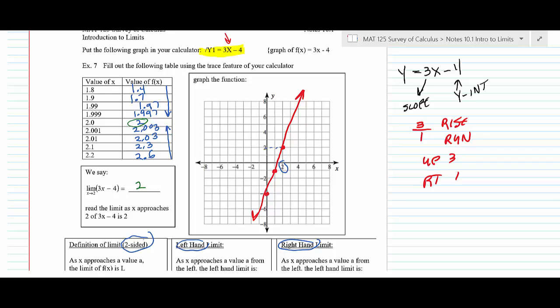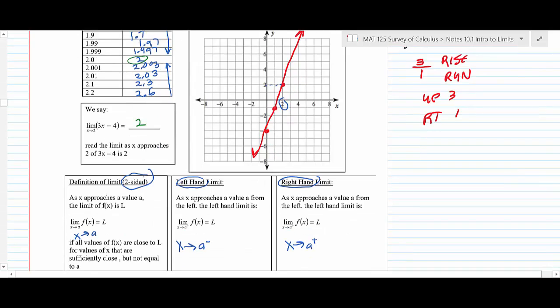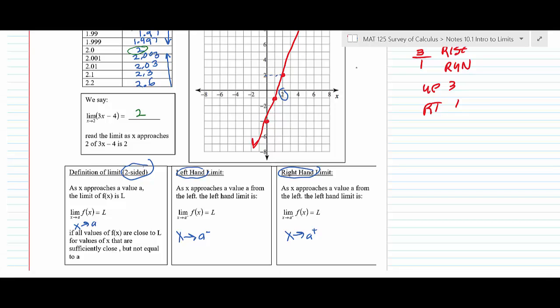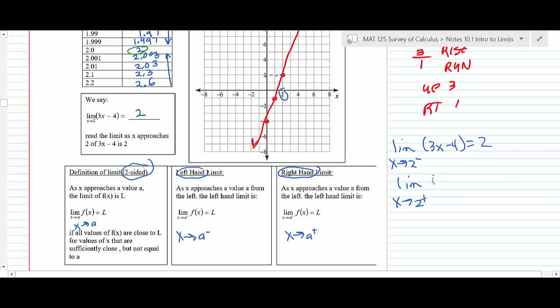A two-sided limit is just at the same time. Do they come to the same point? Yes. Okay, so the two-sided limit would also be going to 2. So what we say in this problem is, we would say the left-hand limit, and you'd write this like this, the limit as x goes to 2 from the left of 3x minus 4 would be 2, and then the limit as x goes to 2 from the right-hand side would also be 2 like that.